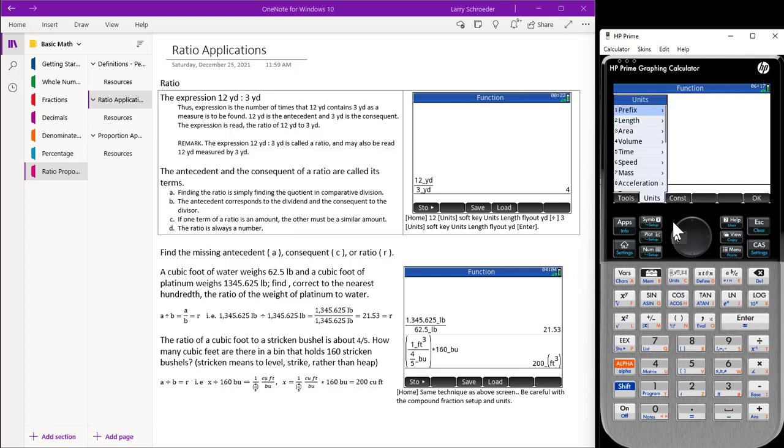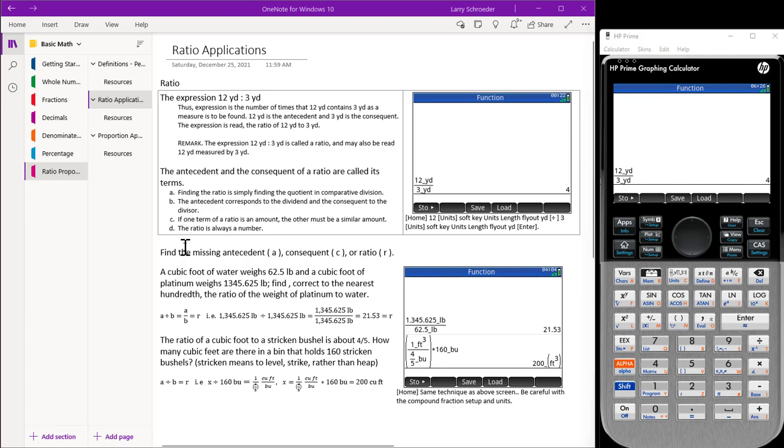Units, length, yard, divide, 3, unit, length, yard, press enter, and we get the answer 4. Just like we said earlier, the units drop out and we just get a numeric answer.